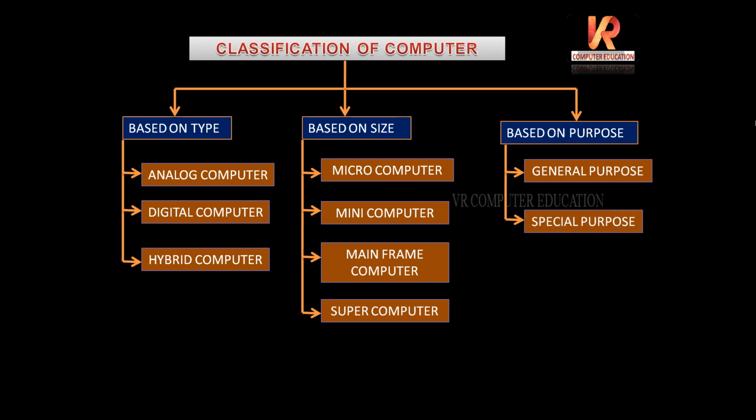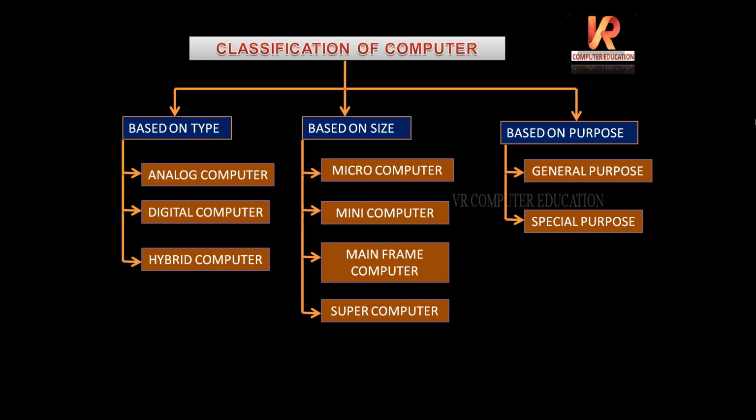So computers are classified like this: based on type, based on size, based on purpose. Based on type, three types: analog computer, digital computer, hybrid computer. Based on size, microcomputer, mini computer, mainframe computer, and supercomputer. Based on purpose, two types: general purpose and special purpose. So like this computers are classified. Let us discuss one by one.